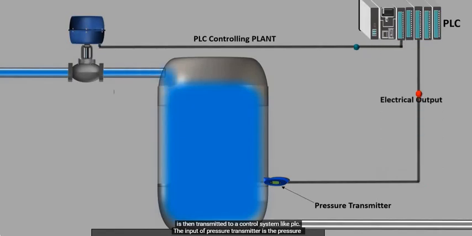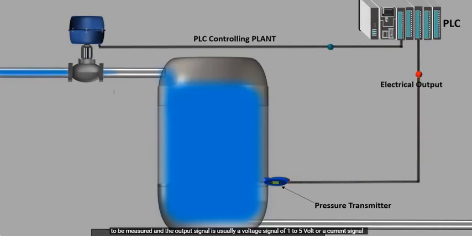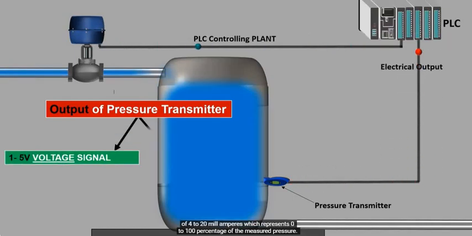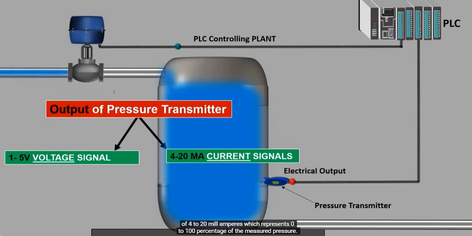The input of pressure transmitter is the pressure to be measured, and the output signal is usually a voltage signal of 1 to 5 volt or a current signal of 4 to 20 milliamperes, which represents 0 to 100% of the measured pressure.